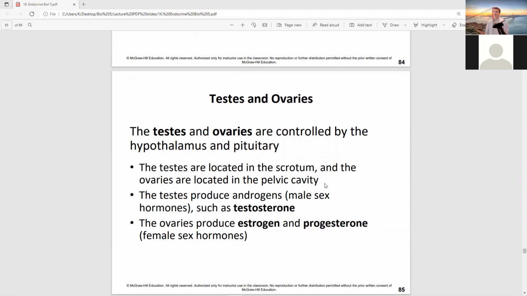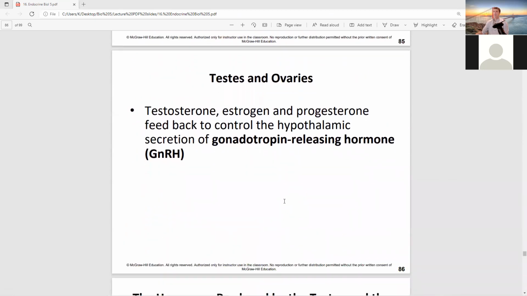The testes are located in the scrotum, and the ovaries are located in the pelvic cavity. The testes produce androgens, male sex hormones such as testosterone. The ovaries produce estrogen and progesterone, which are the female sex hormones. Testosterone, estrogen and progesterone feed back to control the hypothalamic secretion of gonadotropin releasing hormone.